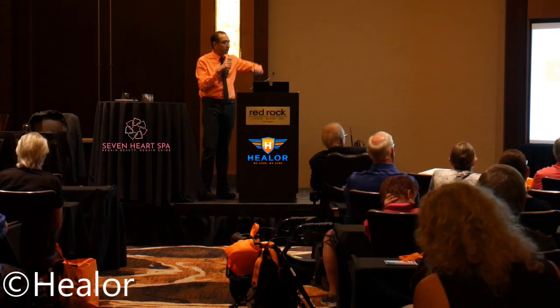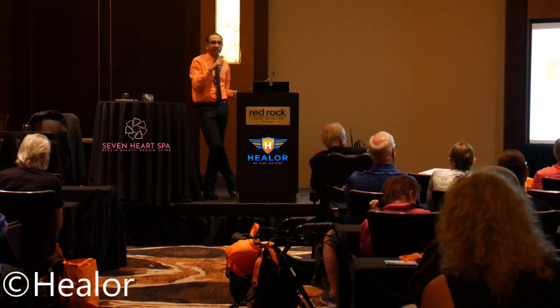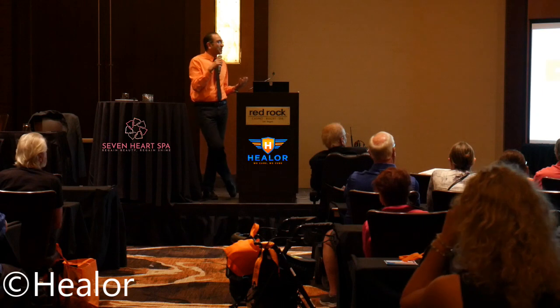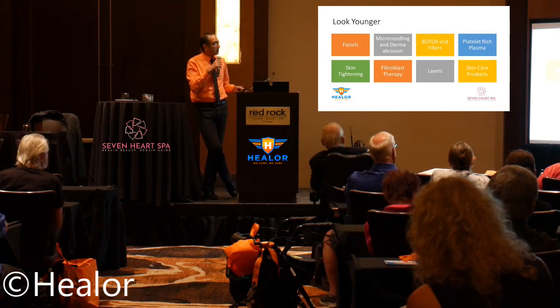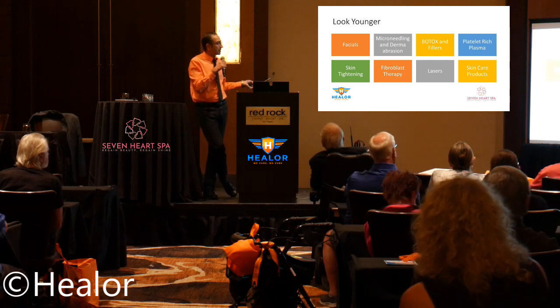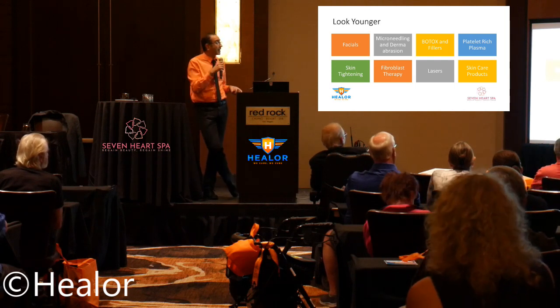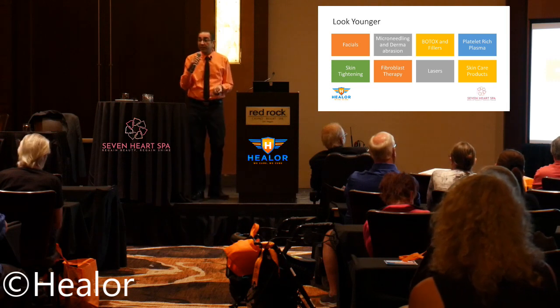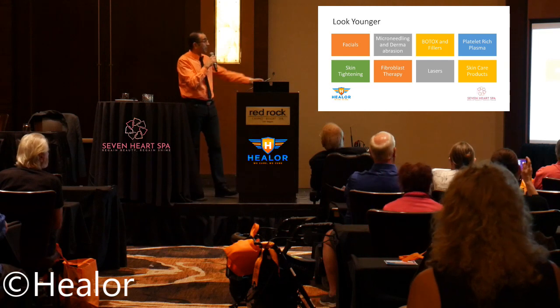Okay, so I guess we're coming towards the end of our talk. So here is how we look younger, right? This is some of the things that I do on my skin. You can get facials, you can do microneedling. I'm not going to go into detail, but these are some of the treatments that we offer. Fibroblast therapy helps with skin tightening. And of course, a good skincare product. These are some of the things that make us look younger.